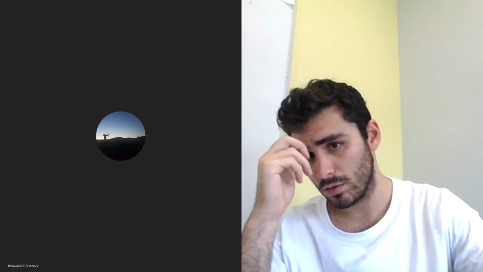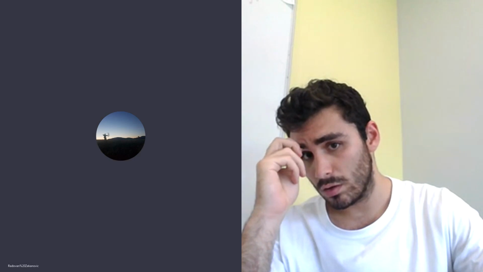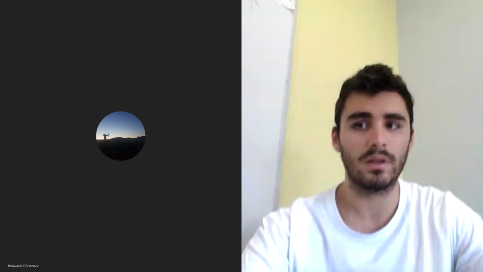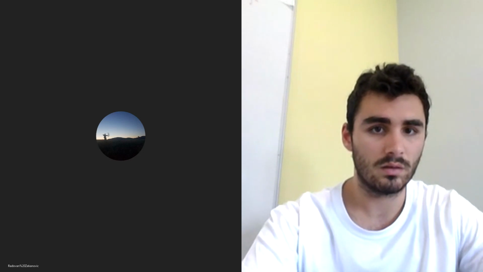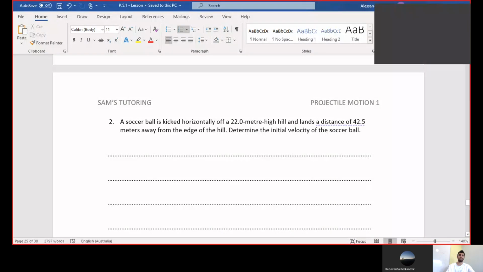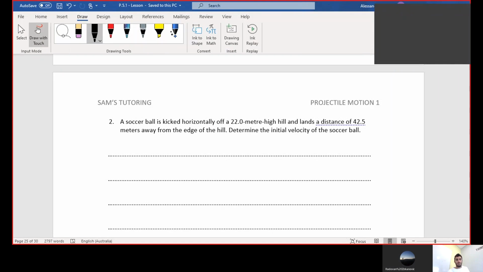Do you know how I got that? Yeah, if you could explain. Okay. I'll share my screen. It's all to do with subbing it in. So let's draw. So I have x equals u cos theta t. However, this theta is 0, isn't it? So x is just going to equal ut. Does that make sense?